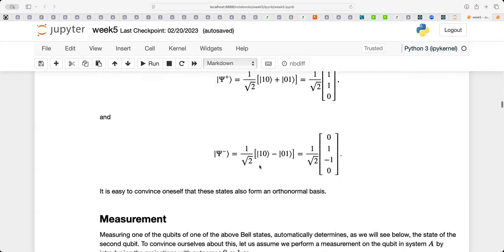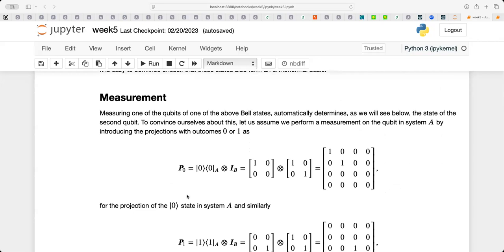So these are the states, and I'm just going to go down. When we make a measurement, since we now have a 2-qubit system, you have 2 now independent systems. We are going to make a measurement on one of these systems, and hopefully then we can say something about the other system. When we now measure one of the qubits, one of the things we can see for this specific case is that it automatically determines the state of the second qubit. So when we make a measurement, we need to remind ourselves about these projection operators. If we make a measurement on the state in system A with qubit 0 and qubit 1, we have to define projection operators.